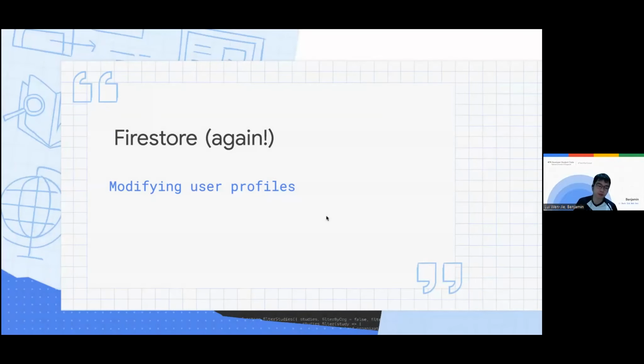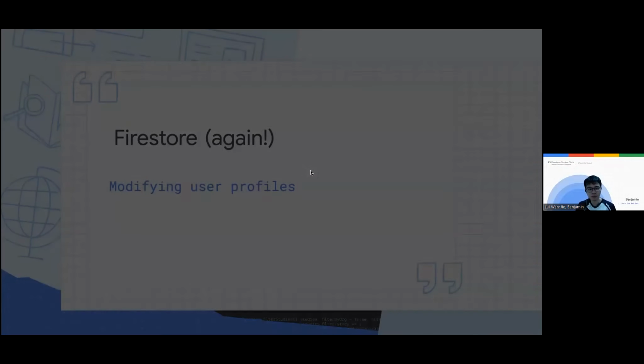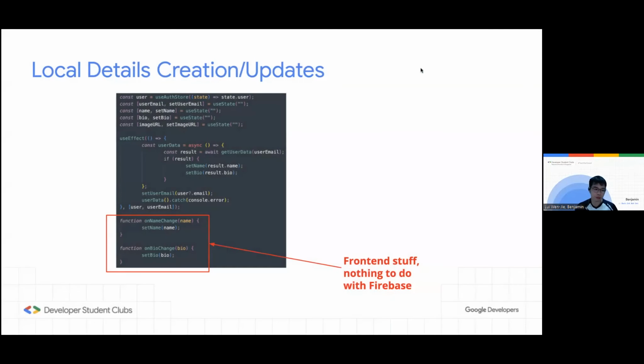Yeah. So now we'll be going through Firestore again, but this time we'll be modifying the user profiles. So basically, for the user profiles, what we'll do is have a name for the user as well as a bio for the user along with their user email. So there will be a form where you can modify and input the name and the bio. This is all just front end code, and this has nothing to do with Firebase at all.